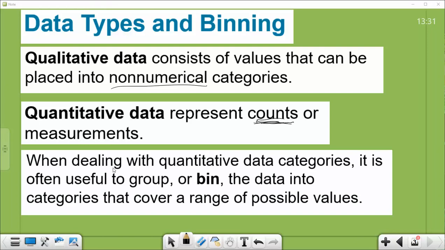So when dealing with quantitative data, it's useful to group or bin the data into categories that cover a range of possible values. So, a range of possible values.